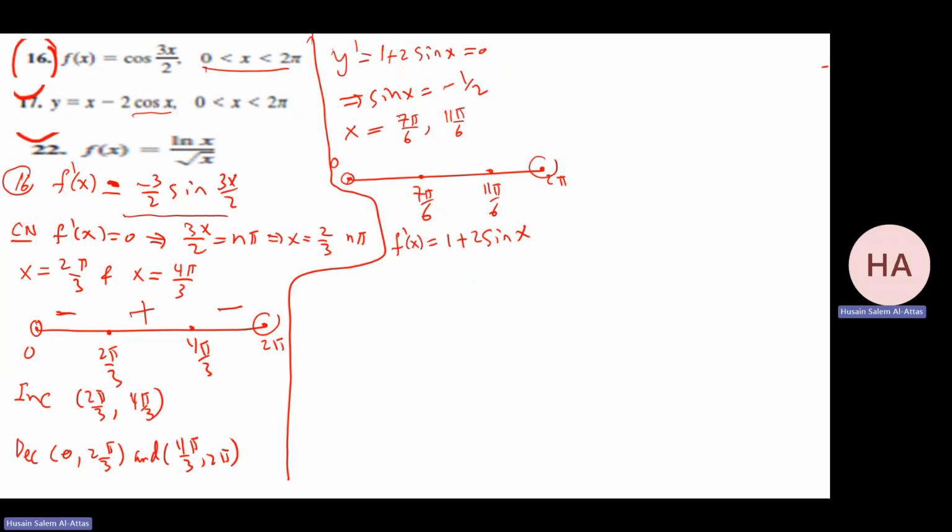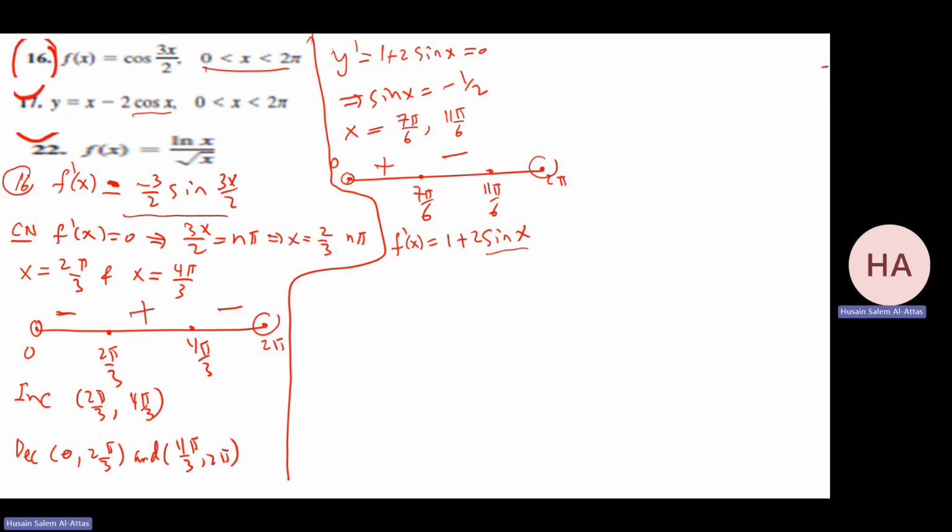Okay, I need to check the sign of this function. So the effect here with sine. With 7 pi over 6, take a pi, so that will be positive. Okay. Take a value between 7 pi over 6 and 11 pi over 6. I'll take what? 3 pi over 2. 3 pi over 2, sine is what? Minus, so that will make it negative.